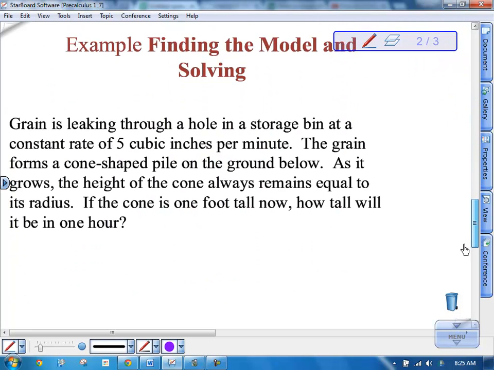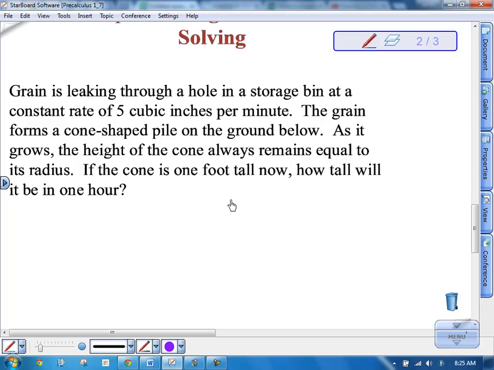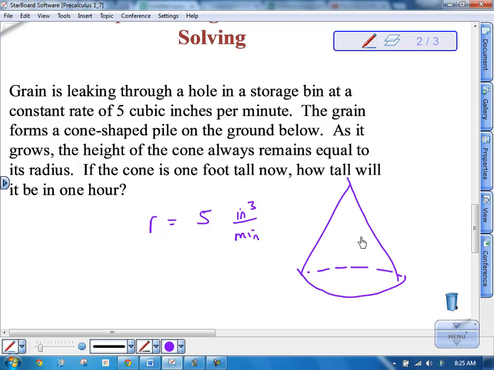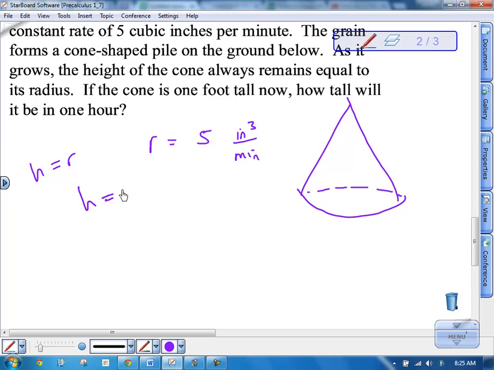Here's another example. Let's say grain is leaking through a hole in a storage bin at a constant rate of 5 cubic inches per minute. The grain forms a cone-shaped pile on the ground below, so let's draw a cone. As it grows, the height of the cone always remains equal to the radius. So we were just given that the height has to equal the radius. If the cone is 1 foot tall now, how tall will it be in an hour? So we're starting at a height of 1, so I'll call it h sub 0. And the question is, what will h be after 1 hour?